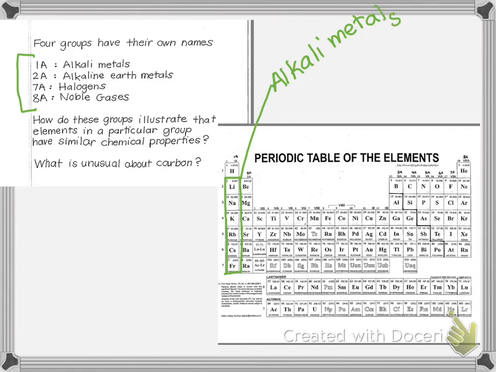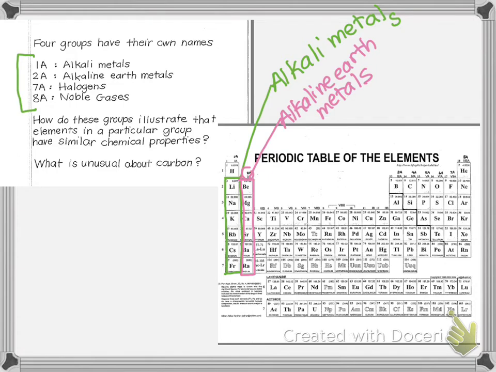All right, that's 1A. Then we have 2A. So here's 2A right here, right? And it's everybody. It's only hydrogen that's kind of groupless. And these are the alkaline earth metals. Okay, so it's the first 2 columns have their own names.